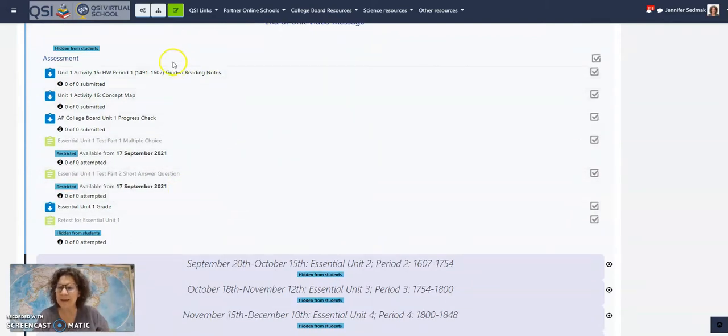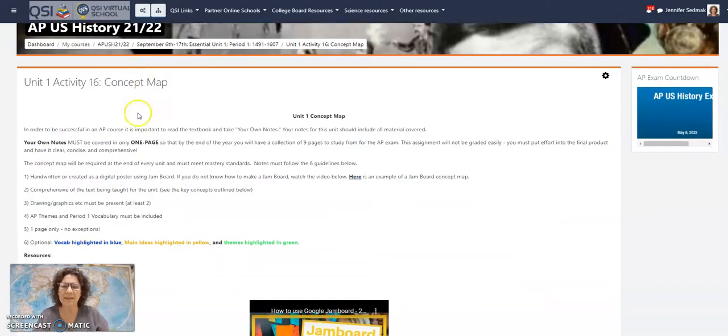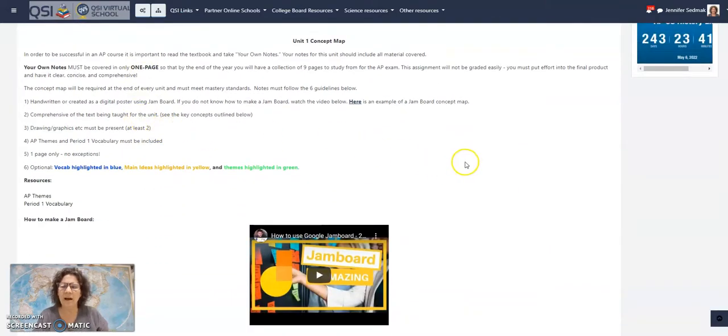So here is an area where you need to upload your notes. Here is a concept map assignment. I probably should introduce this to you now so it's not any big surprise at the end. Essentially what I want you to do with all of your notes is condense them into one page. There's some information on how you can do this. You can do this by hand or you can do it digitally by making a Jamboard. Here's even an example of a Jamboard concept map.